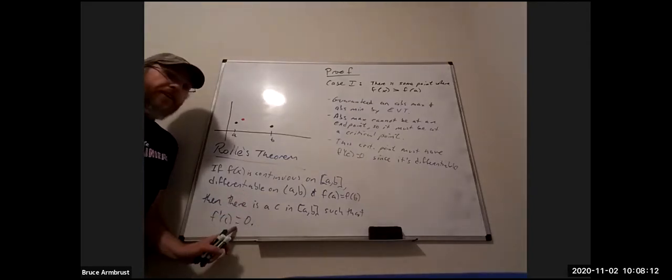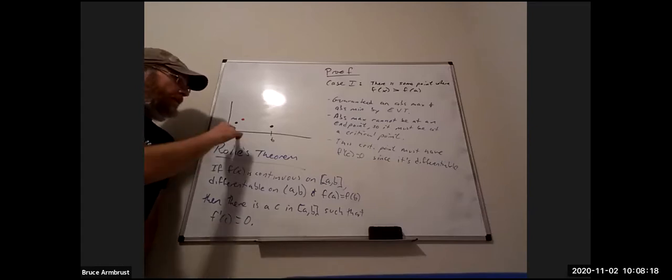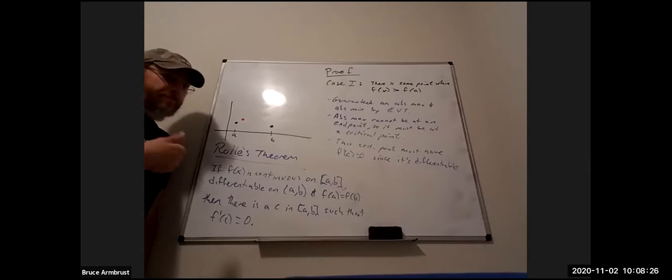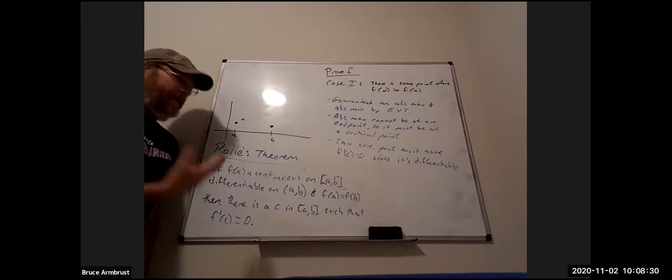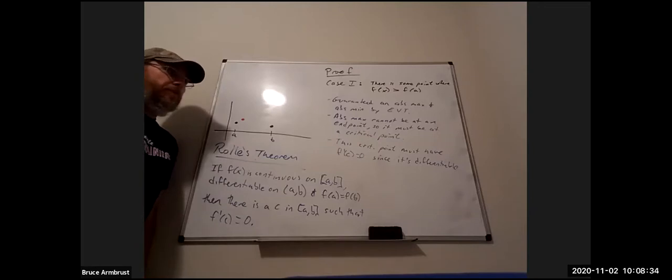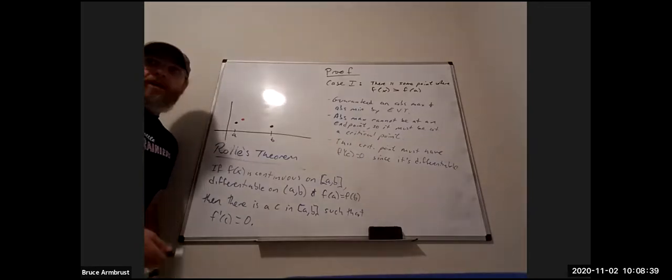Remember, what we're trying to show is that there has to be a place where the derivative is 0. And there it was. If there's a point above f of a, then the absolute max is not at an endpoint. Well, so at a critical point, it's either the derivative is 0 or undefined, but it can't be undefined, so the derivative must equal 0. Done. All right, so there was case number 1.